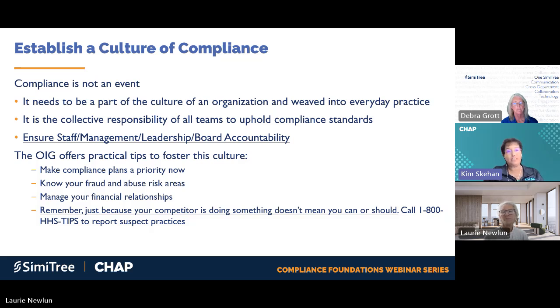Make sure that you are establishing that culture of compliance. It must be part of your ongoing culture of your organization, and it is a collective responsibility of all teams to uphold these compliance standards and understand their role in compliance. Make sure that all staff and management and leadership and board are accountable. And as we said back at the beginning, the OIG does remind folks that just because your competitor is doing something doesn't mean you can or should. So it is up to your organization to make sure that you are ensuring compliance within your own organization.